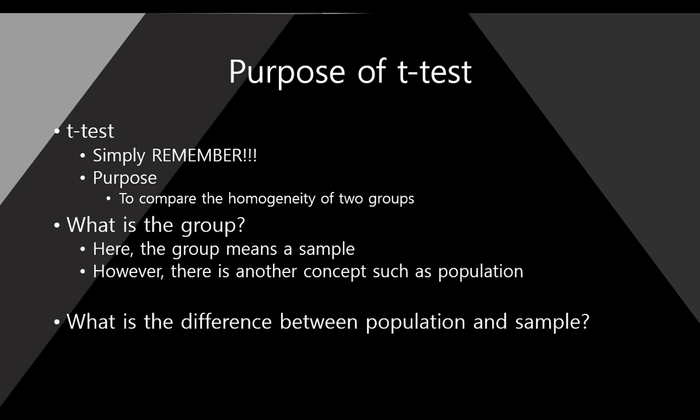But here, what is the group? In statistics, the group generally means a sample. However, in statistics, there is another concept such as a population. So, what is the difference between population and sample?